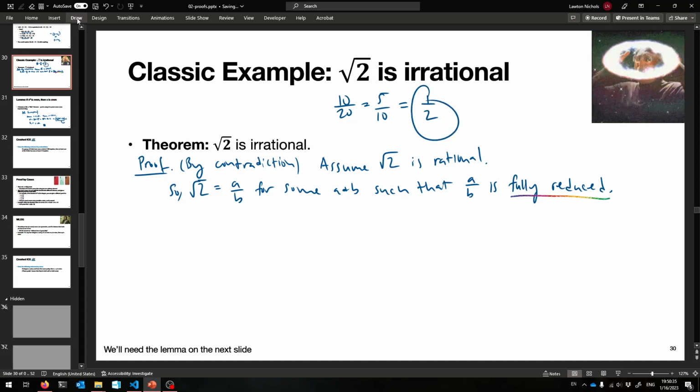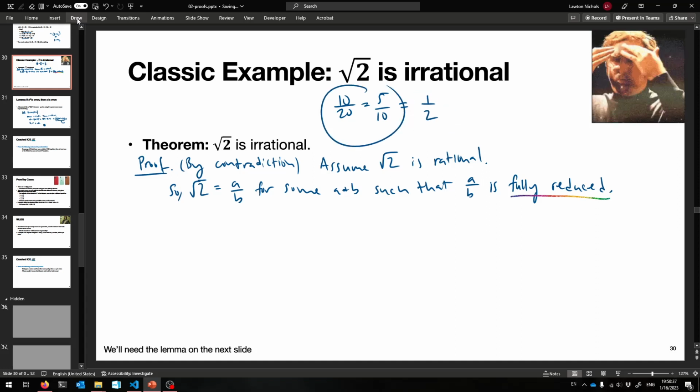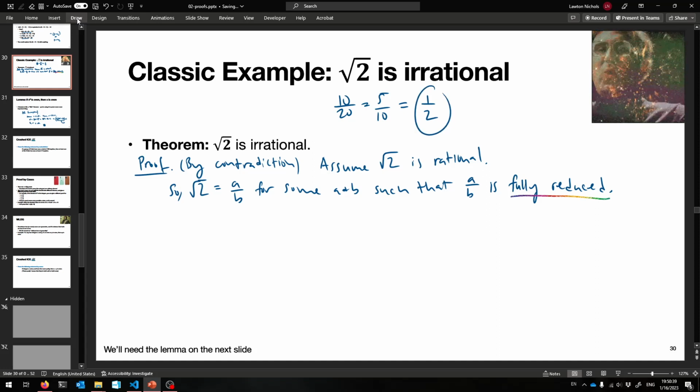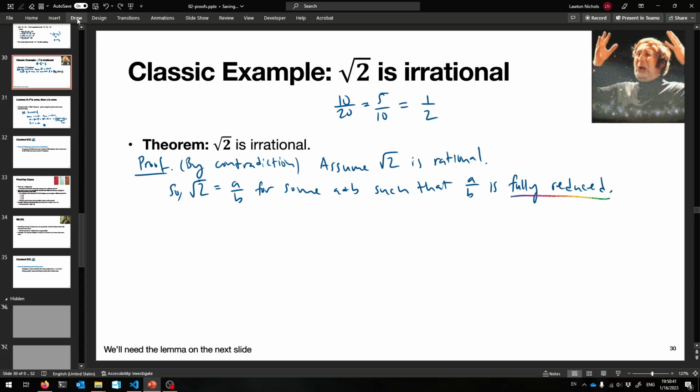So this is like the fully reduced form. The rest of these are not reduced. So we're asking for like the 1/2s out of this deal. Assume that if square root of 2 is rational, find me that ratio and reduce it, all right? Reduce it fully. Call that fully reduced fraction a over b, all right?